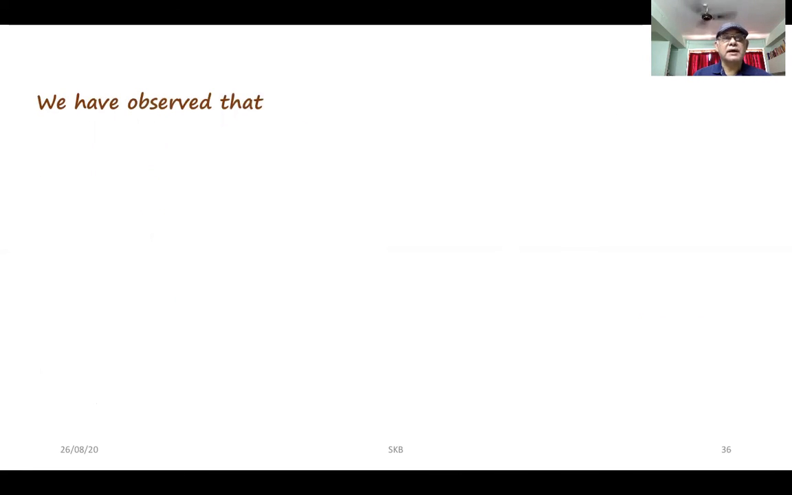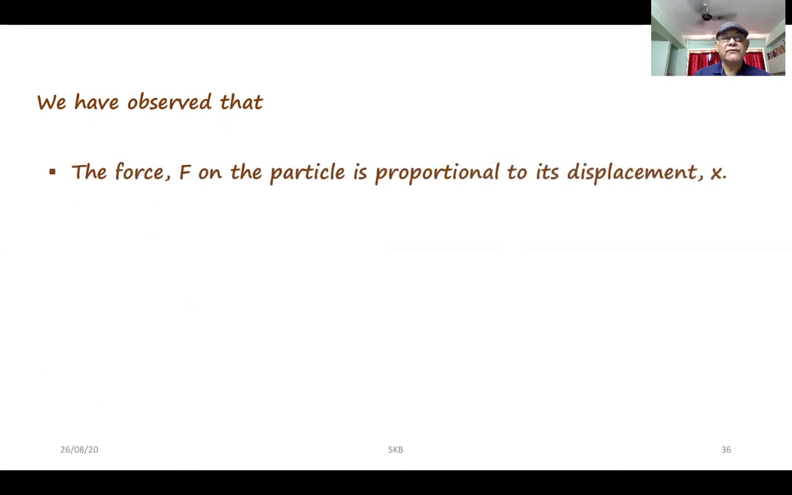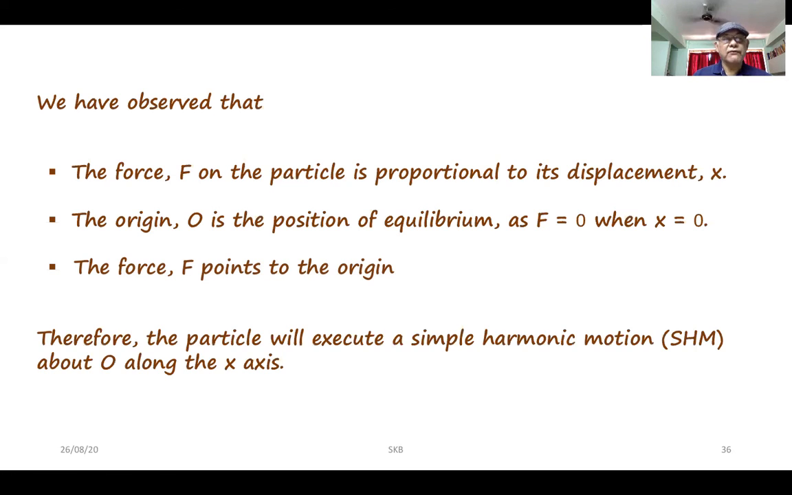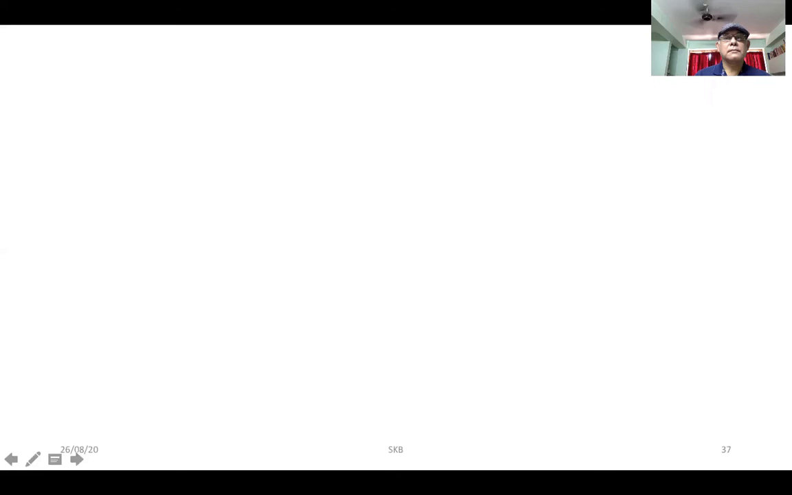We have observed that the force F on the particle is proportional to its displacement x. The origin O is the position of equilibrium as F is equal to 0 when x is equal to 0. The force F points to the origin. Therefore, the particle will execute a simple harmonic motion, in short SHM, about O along the x-axis.